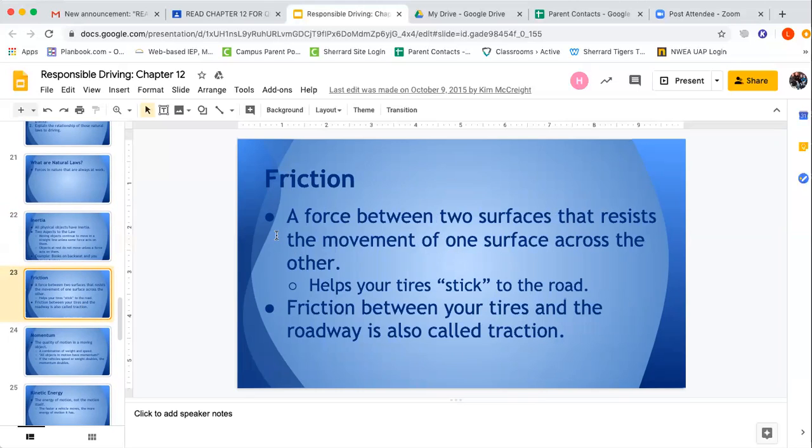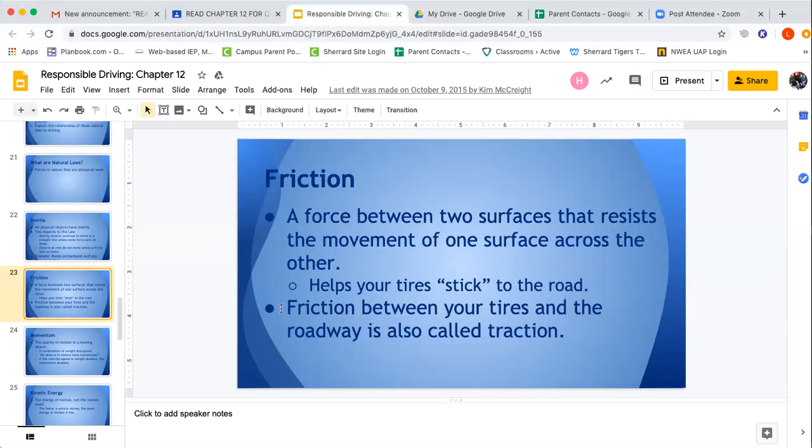Friction, a force between two surfaces that resists the movement of one surface across the other. And her example here is that it helps your tires stick to the road. And you could use your sneakers as an example too. If they're bald, you slide easily when you're running, walking, whatever. It's the same for your tires. If your tires are balding, then you don't have as much friction with the road, and you can easily slide.